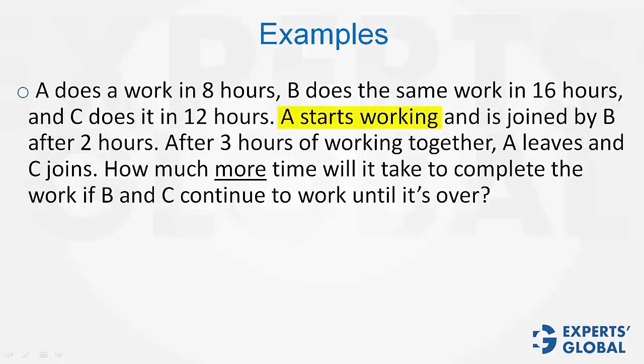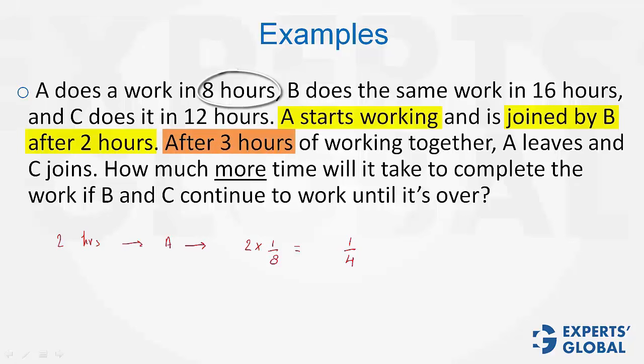So A starts working and is joined by B after 2 hours. So first 2 hours, A worked alone, and therefore he must have completed how much work? That's 2 times 1/8 of the work. So A completed 1/4 of the work. He is joined by B. For how long? After 3 hours, something else happened. That means for 3 hours, A and B worked together.